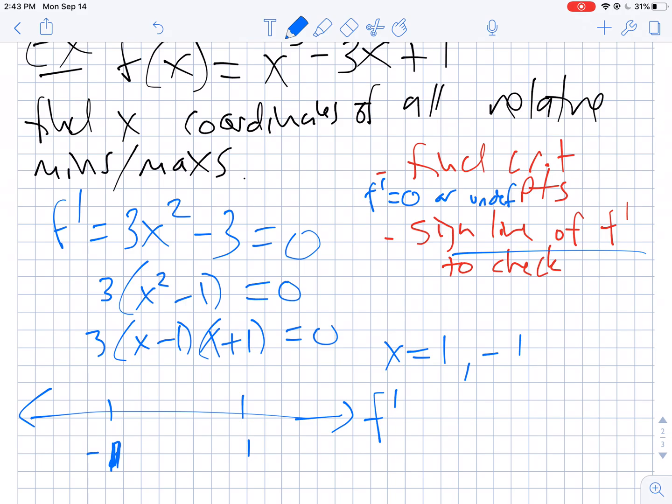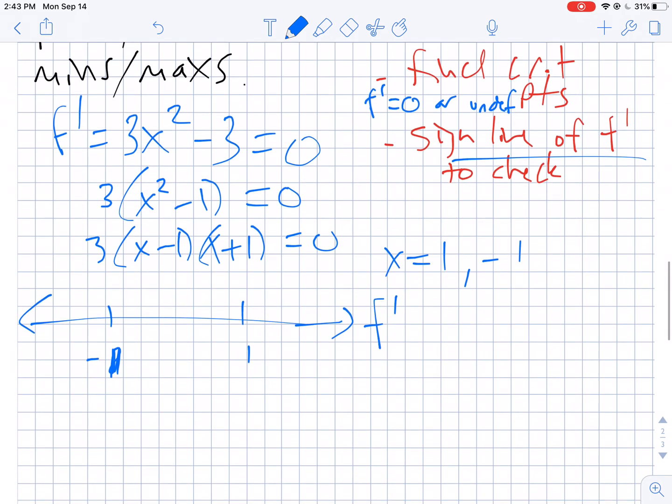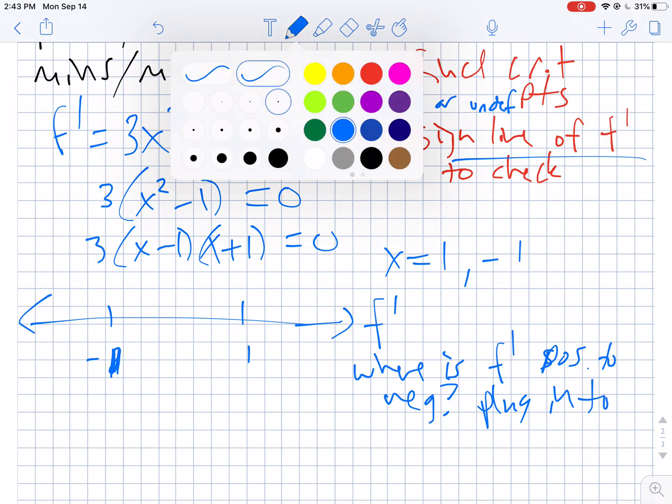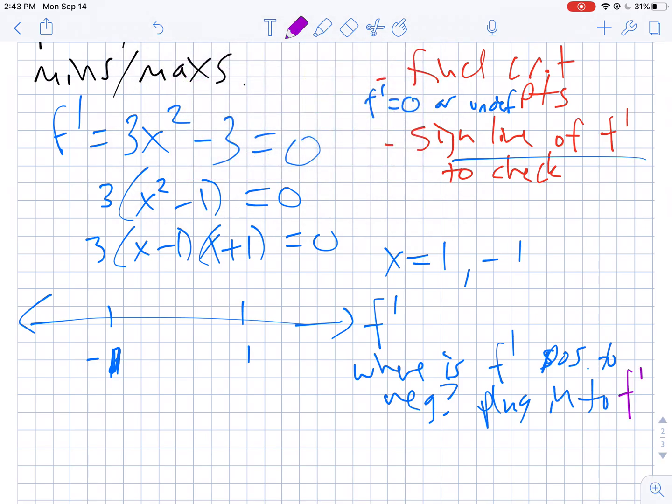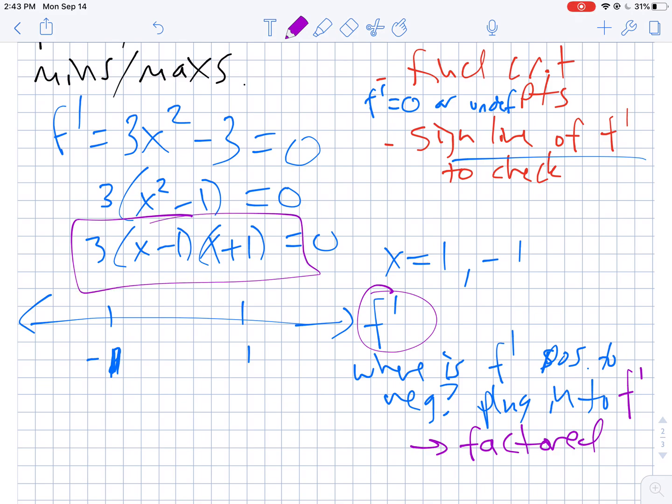Now, here's the key. I'm trying to see where f prime is positive or negative. Where is your slope switching from a positive value to a negative value? So what that means is I need to plug in to f prime, which should make sense, right? Because we're making a sign line graph of f prime. And the other tip I'm going to give you is plug into the factored version. When you take your values, it's a lot easier to just plug them in there, because we're trying to see where f prime is positive or negative.